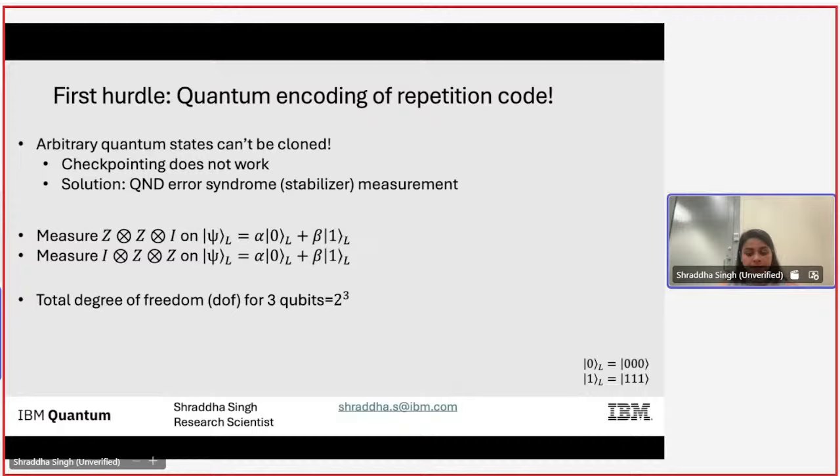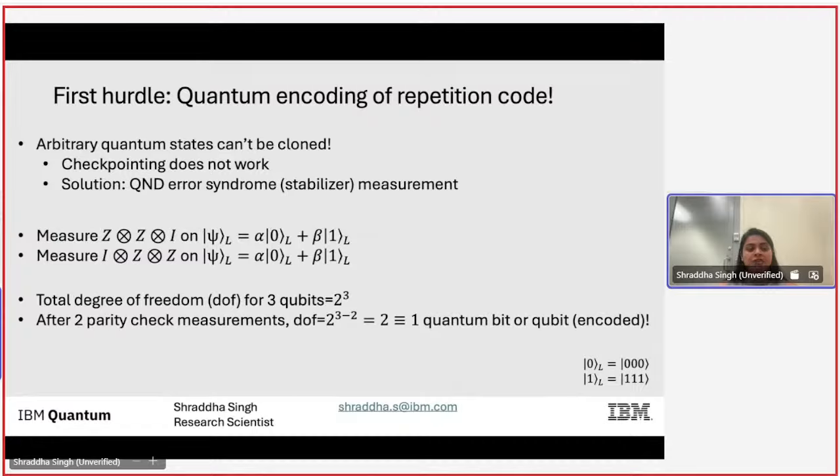So what you do is you restrict the degree of freedom of this system of 3 qubits to 2 by measuring two parity check operators, the two that I've shown you here. So now the degree of freedom after you've measured these two parity check operators would be 2 to the power 3 minus 2, 2 representing the two operators you've measured, and 3 representing the number of qubits in the system. So now you can see that the total number of degrees of freedom is restricted to 2, and that basically means that now this system can represent a single logical quantum bit collectively.